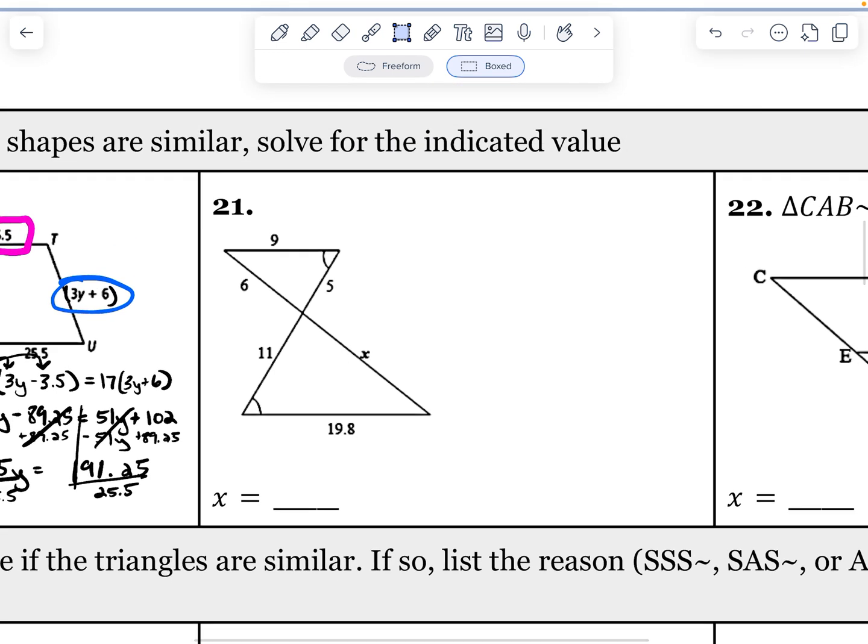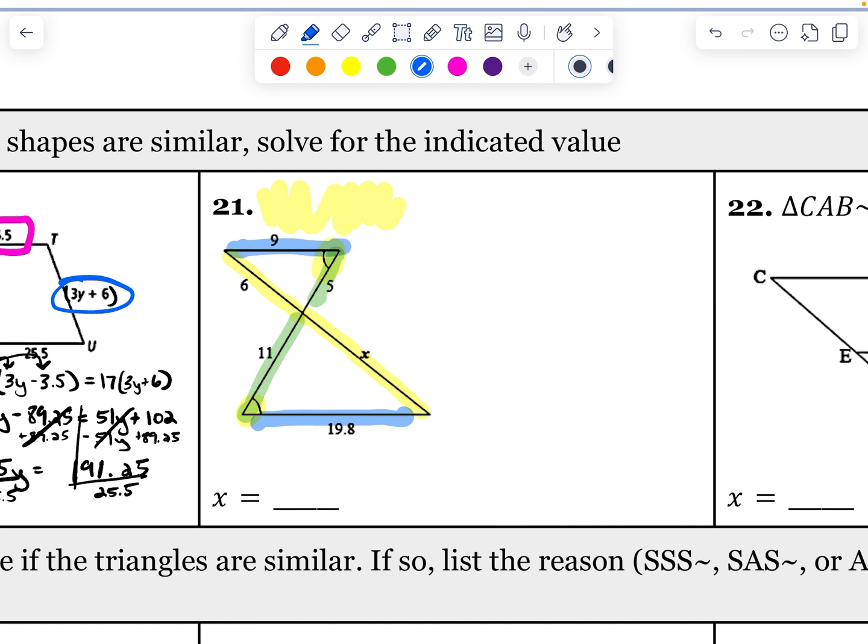All right, these are a little harder to figure out what goes with what. So here's your trick. Usually you can look at the letters. Well, they didn't give you any letters. So what I'm going to have to do is look at these. Across from the angles is an X and a 6, which means X and 6 are going to go together, which means 5 and 11 are going to go together, which means the 19.8 and the 9 are going to go together. All right, because these are opposite the vertical angles, we know those are going to be equal to each other or proportional to each other.